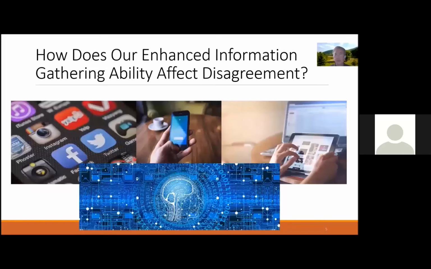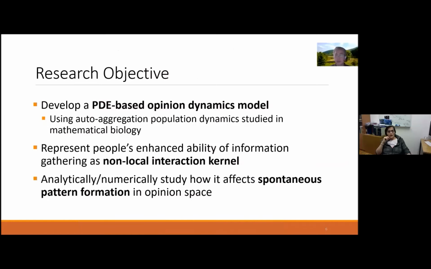In particular, in this specific mathematical modeling work, we want to pay attention to the enhanced information gathering ability that people have gained over the last several decades, like smartphones, social media, and expanded computational abilities. People have more access to a wider variety of information. And how can this advancement of technology by itself explain, at least partially, the growing disagreement? So the main research objective is to develop a partial differential equation-based model of the opinion dynamics process. In this case, we use a lot of mathematical biology, population dynamics type of ideas to develop a model. The model itself is very simple.